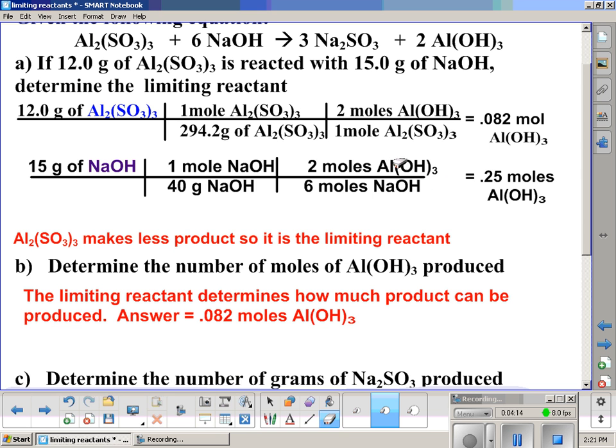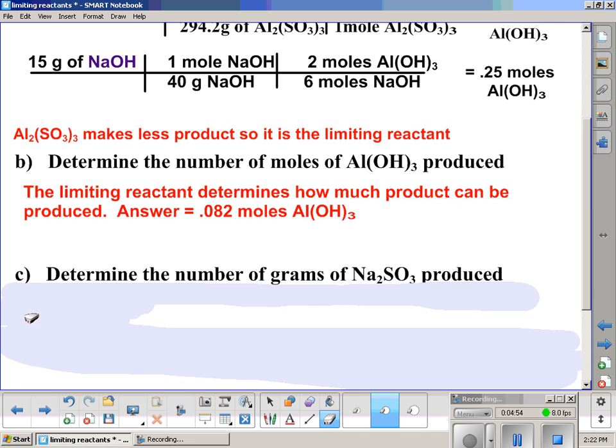Okay, now this sounds like a whole lot of do this stuff all over again, 2 problems, but think for a minute before you start. We know that the limiting reactant is the reactant that will determine how much of each product can be made. So really, we only need to do one stoichiometry problem to find the answer to C, because we know what the limiting reactant is, aluminum sulfate. So if we go from 12 grams of aluminum sulfate to grams of sodium sulfate, we'll have our answer.